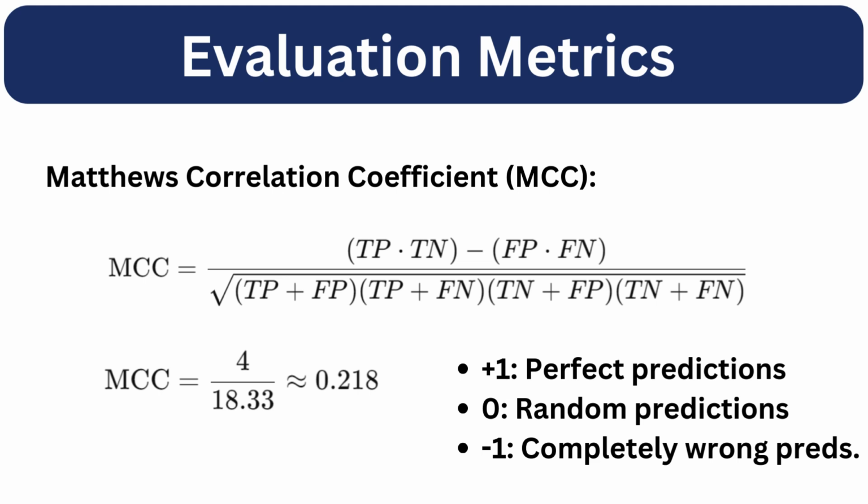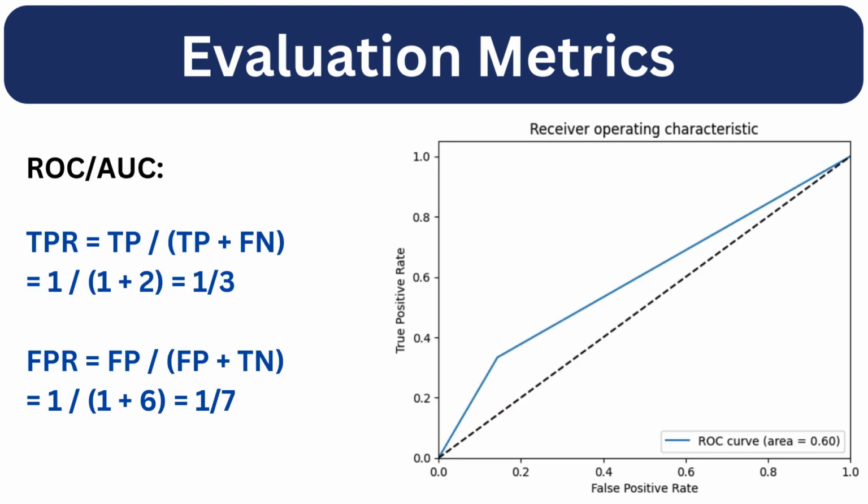The Matthews correlation coefficient is a comprehensive metric for binary classification that accounts for all four outcomes: true positives, true negatives, false positives, and false negatives. It gives a balanced measure even if the classes are imbalanced. MCC ranges from -1 to +1. 1 means perfect prediction, 0 means random guessing, and -1 means completely wrong predictions. The ROC-AUC measures the ability of a classifier to distinguish between classes, plotting the true positive rate against the false positive rate. An ideal classifier must have AUC close to 1. In our case, the area under the curve is 0.6.